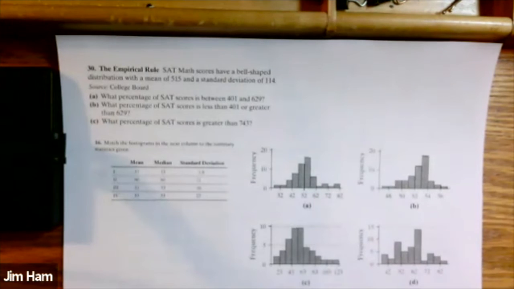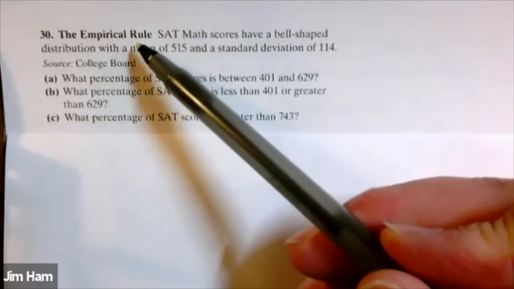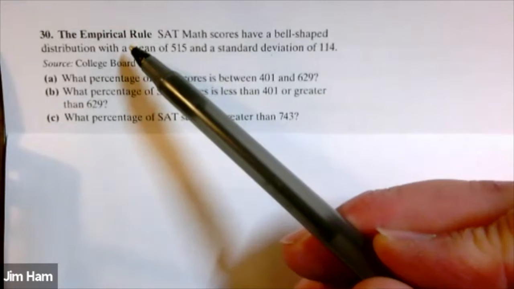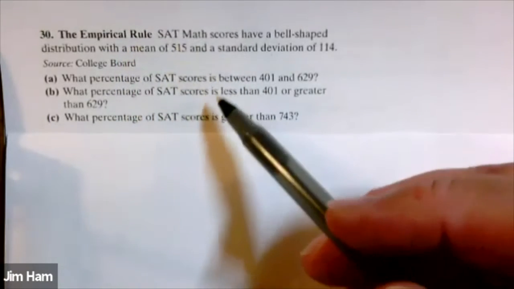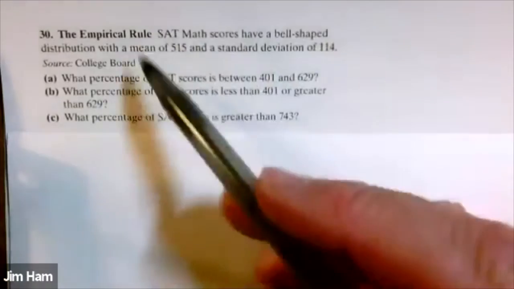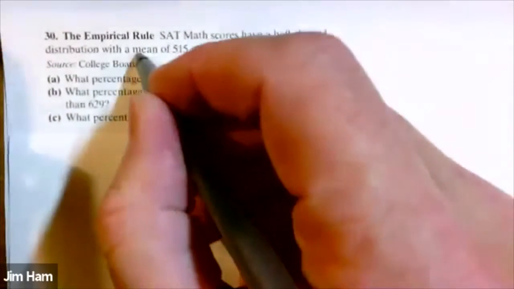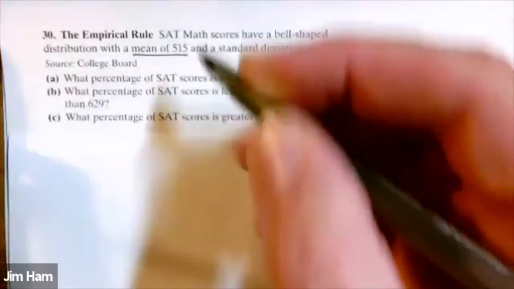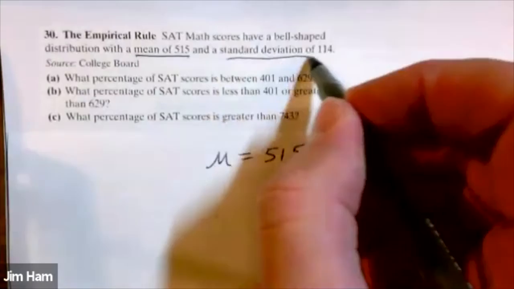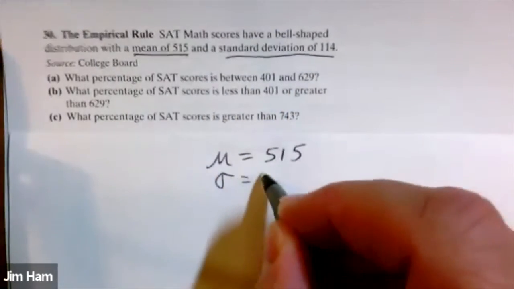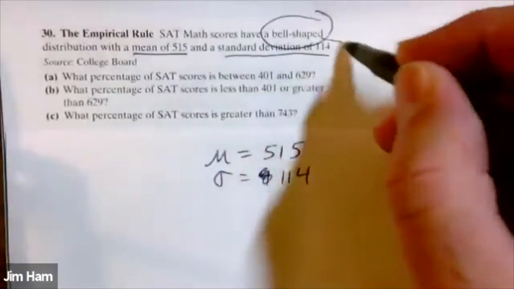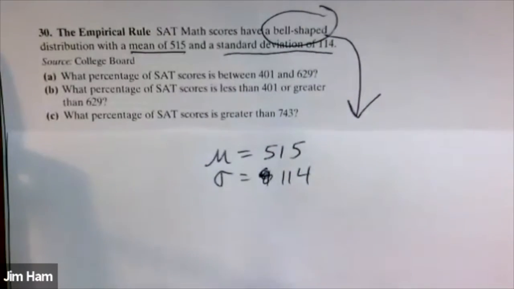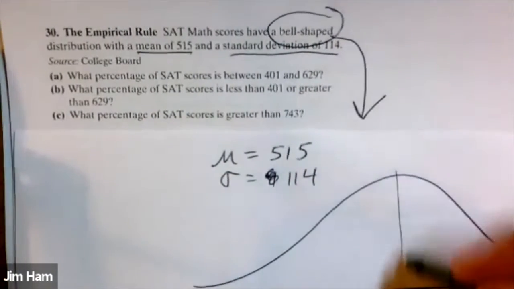All right, let's look at an example here. So they're telling you that you're going to use that empirical rule, that bell-shaped curve that we just talked about. The SAT math scores have a bell-shaped distribution. Here it gives us the mean of 515, and then here it gives us the standard deviation is 114.